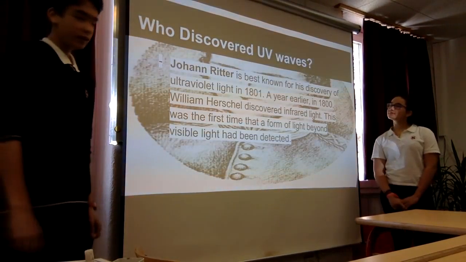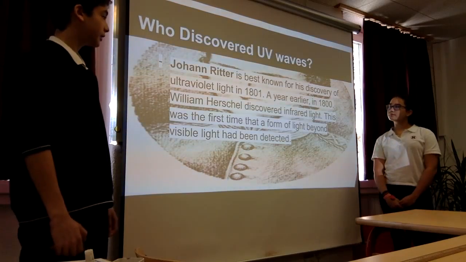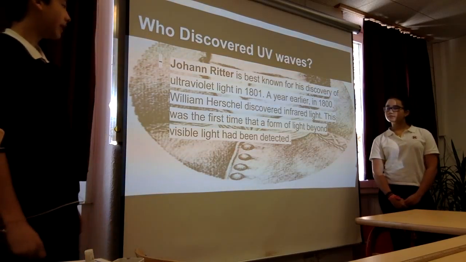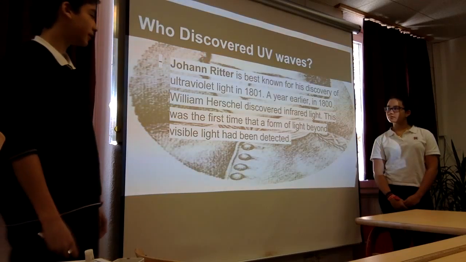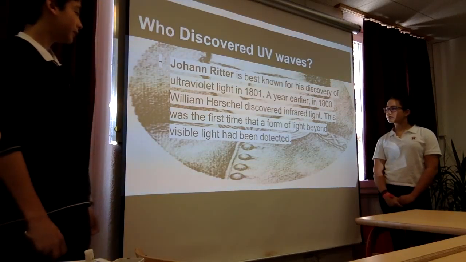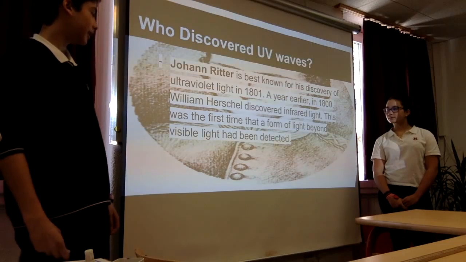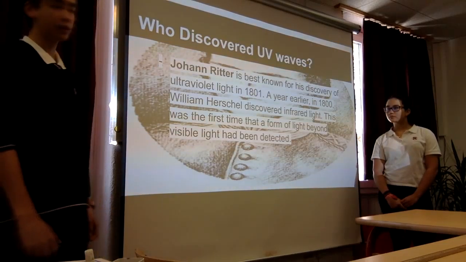Johann Ritter discovered ultraviolet light 1 year after William Herschel discovered infrared light. It was the first time that a form of light beyond visible light had been detected, in 1801.